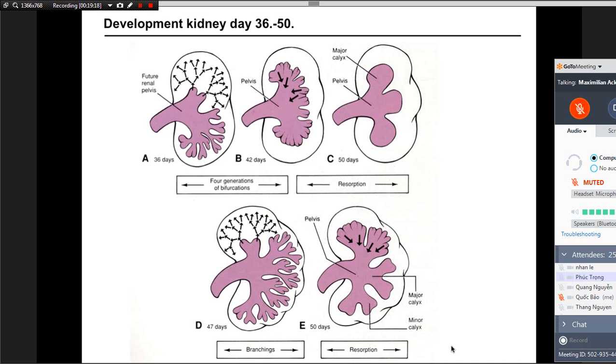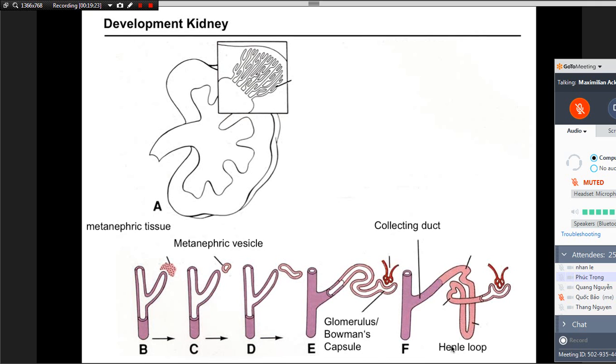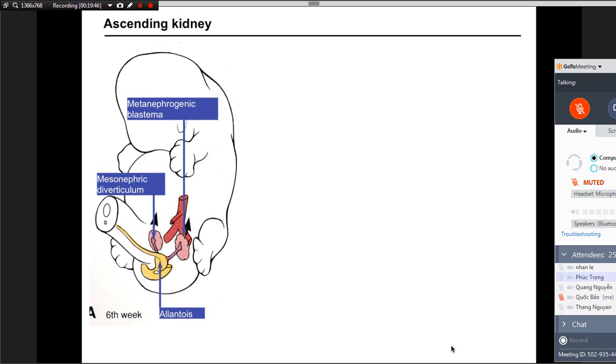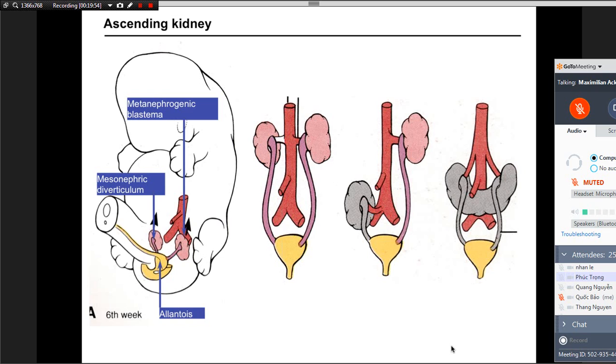Everything starts, as shown here, with the metanephric tissue, the metanephric vesicle, the collecting duct, the loop of Henle, and the proximal convoluted part. After a while, in the sixth week, you have an ascent of the kidney. It starts when you build up the nephrogenic blastema, and then you build up a rising of the kidney.